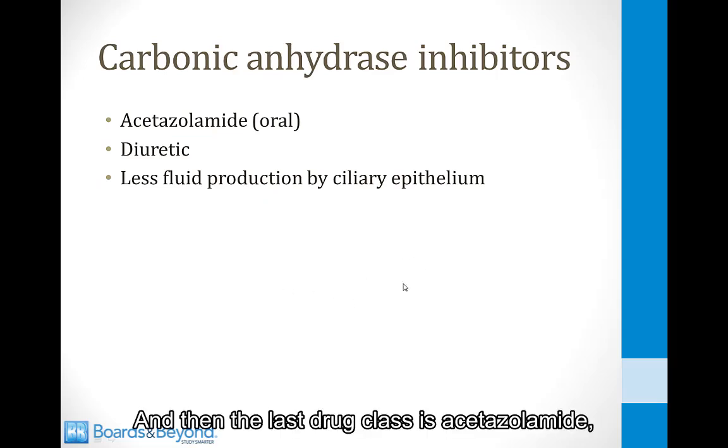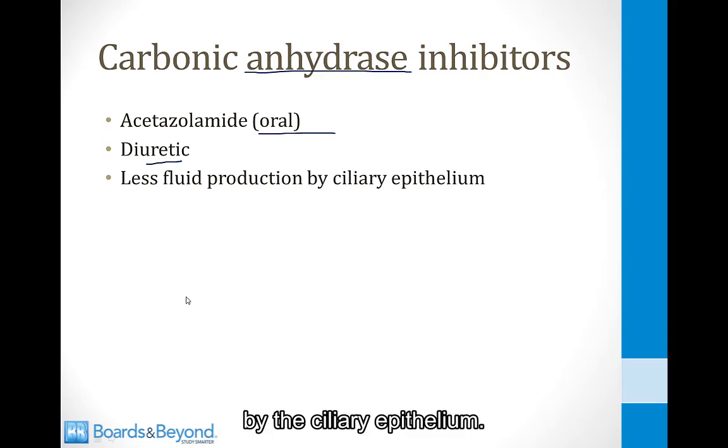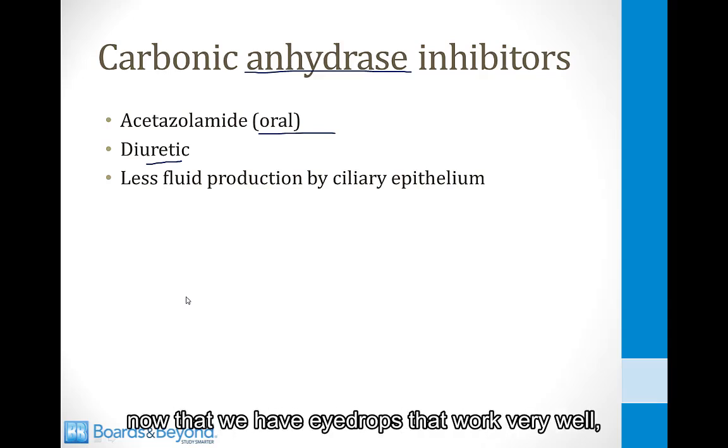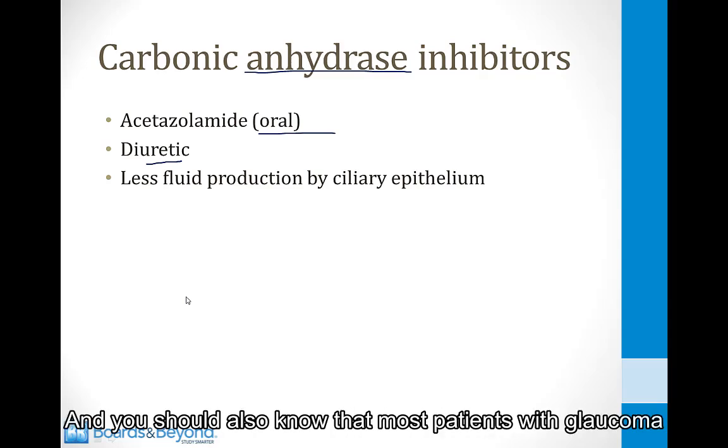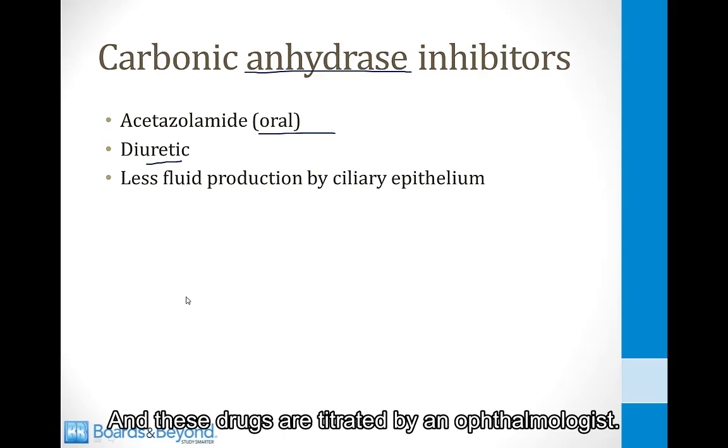And then the last drug class is acetazolamide. It's a carbonic anhydrase inhibitor. This is actually an oral drug. It's a mild diuretic, and it causes less fluid production by the ciliary epithelium. This drug isn't used very much anymore now that we have eye drops that work very well, but it was used a long time ago. And you should also know that most patients with glaucoma require more than one drug, so a lot of the patients I see are on 2 or sometimes even 3 drugs to keep their intraocular pressure down, and these drugs are titrated by an ophthalmologist.